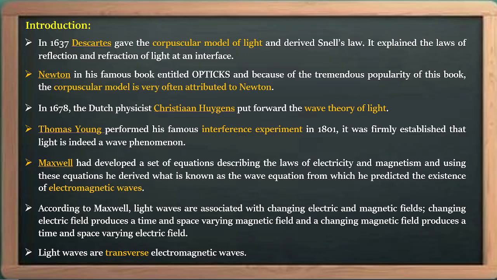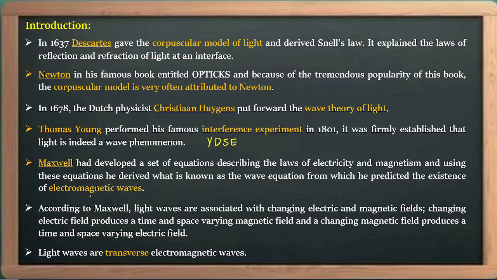First of all, the corpuscular model was described by Descartes, but later it was explained in detail by Newton in his famous book called Optics. Then after a few years, Christian Huygens proposed the wave theory of light, and the wave theory of light was proved by Thomas Young in his famous interference experiment. It is also called the YDS experiment, Young's double slit experiment.